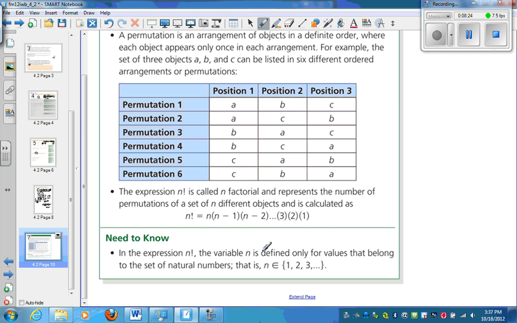If we have n factorial, the variable n is defined only for values that belong to the set of natural numbers.